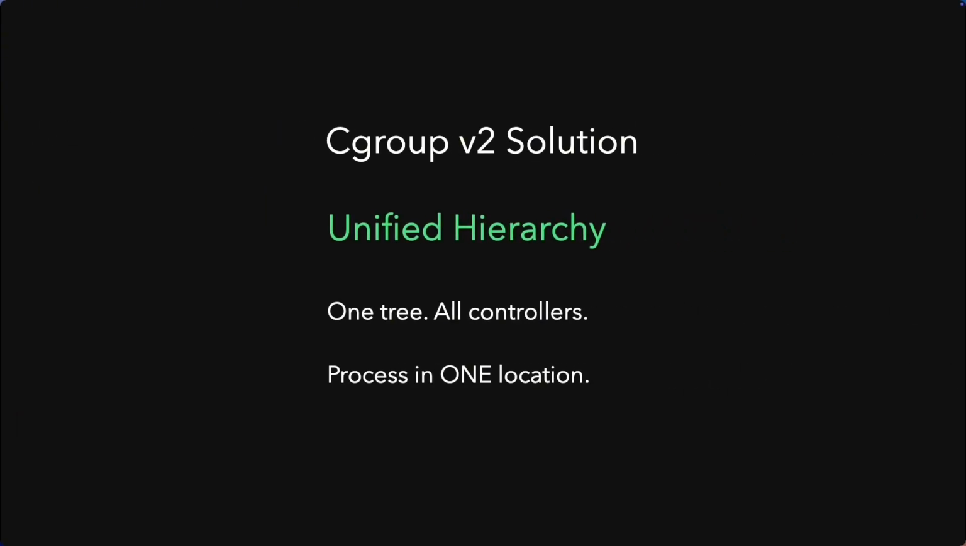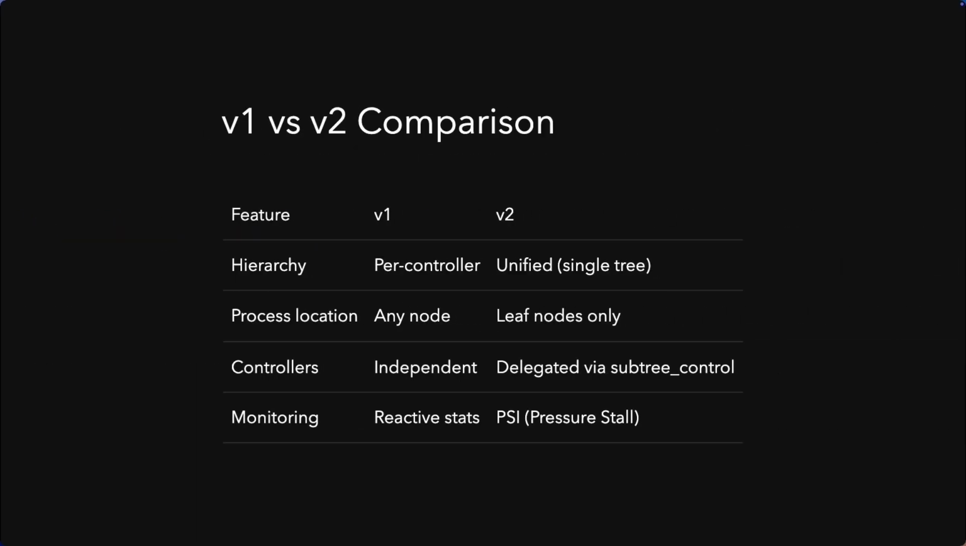v2, one hierarchy. All controllers attached to the same tree, a process can only be in one place. Clean, but fundamentally different. And we need to understand both. v1 is still widespread, older kernels, legacy systems, and v2 is the future. So Kubernetes defaults to it, and all modern distributions.